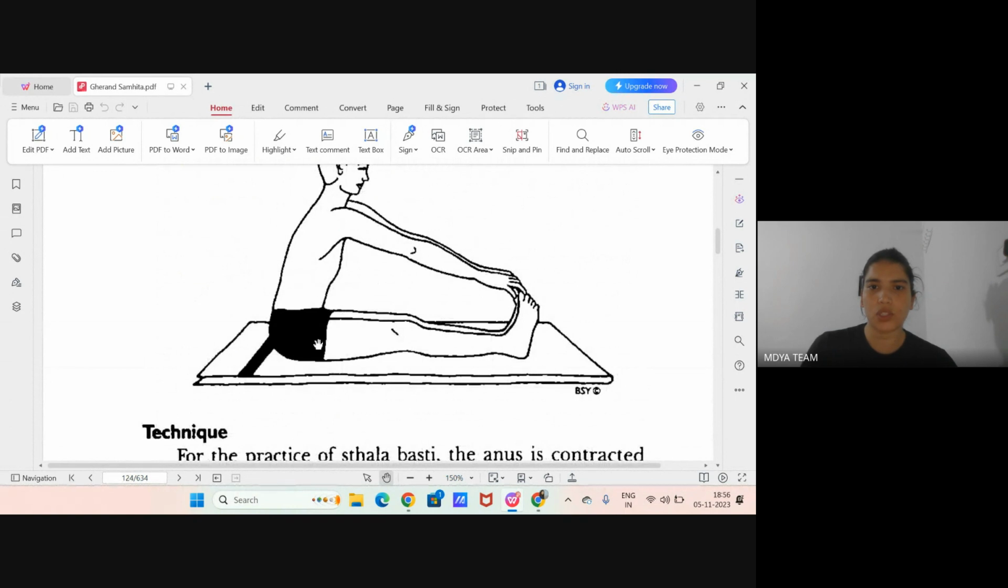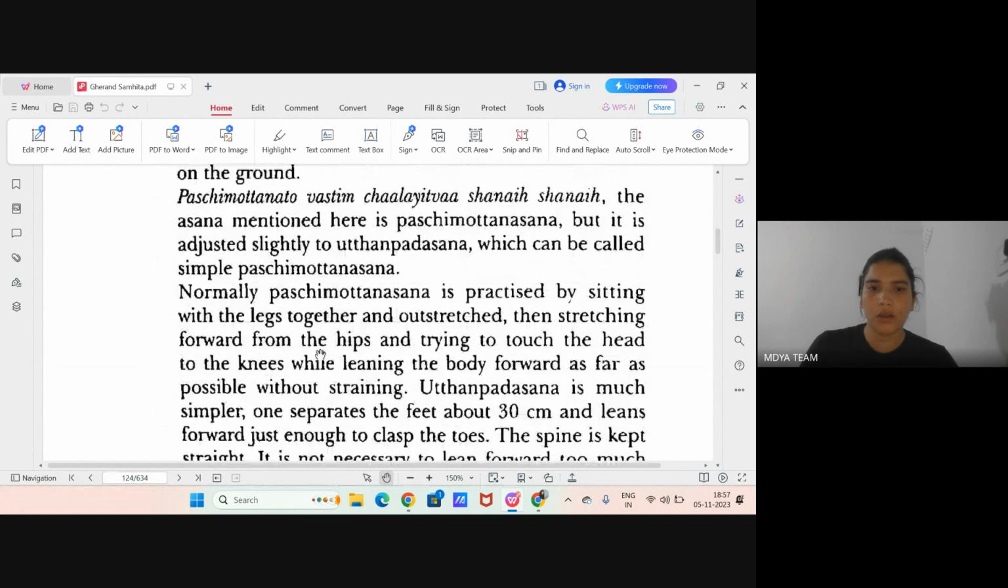So this is the position. In Paschimottanasana, you do not have to bend forward like in the actual Paschimottanasana. You have to catch your toes and stay there, and you have to contract and expand your anus by doing Ashwini Mudra.